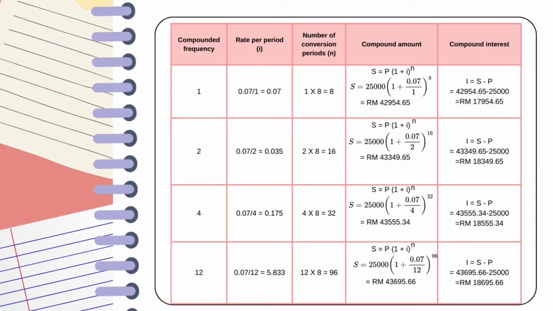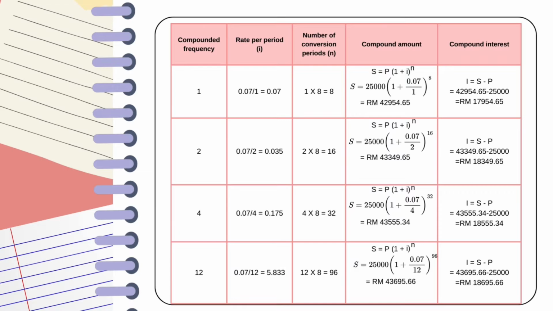For question 4 Roman, we need to find the compound amount or future value, which is S. The formula that is suitable for this question is S equals P(1 + i)^n. For annually, S equals 25,000(1 + 0.07/1)^8. The final answer is S equals 42,954 ringgit 65 cents.